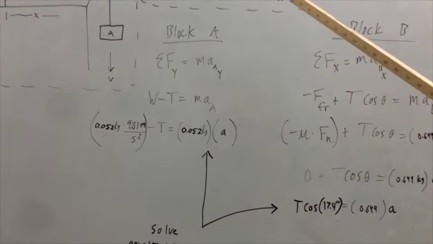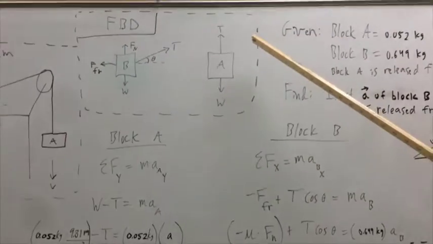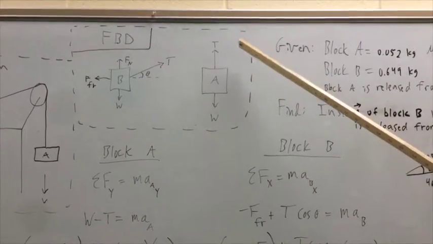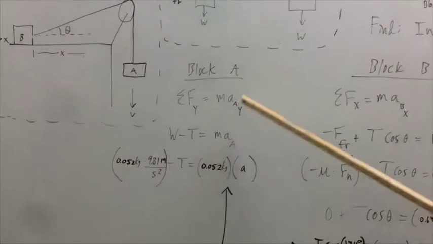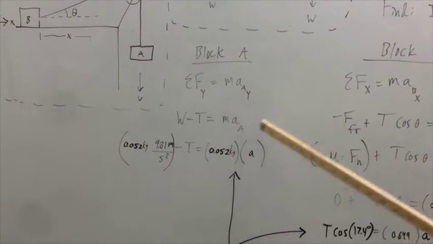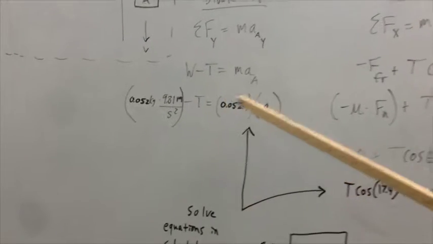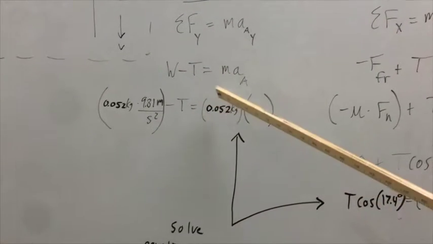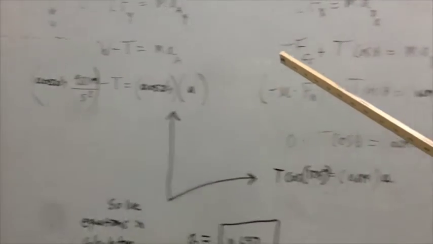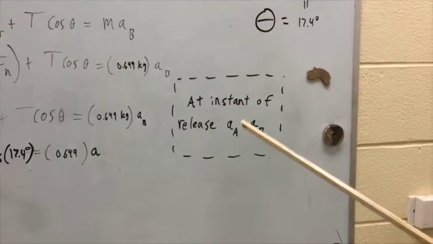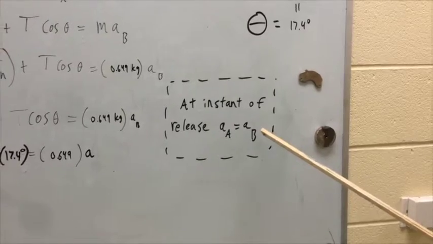So beginning with block A, if we sum the forces in the y direction, we have the force of tension and the weight. So the sum of the forces in y equals the mass times the acceleration in y. Plugging in those values here, we get two unknowns, the tension and the acceleration, because we're assuming that at the instant of the release, the acceleration of A equals the acceleration of B.